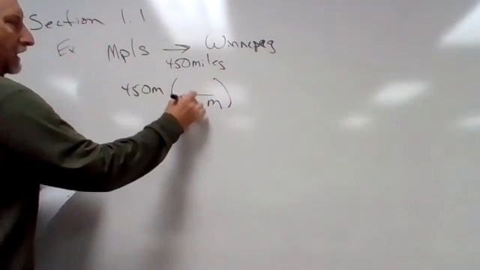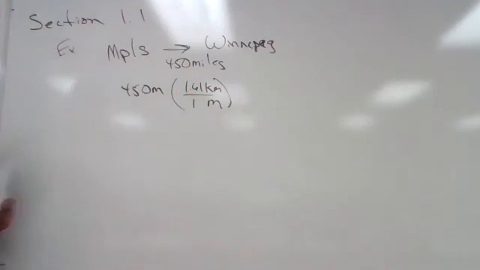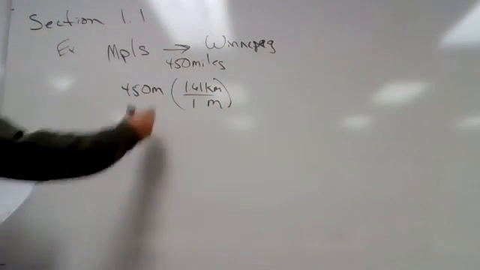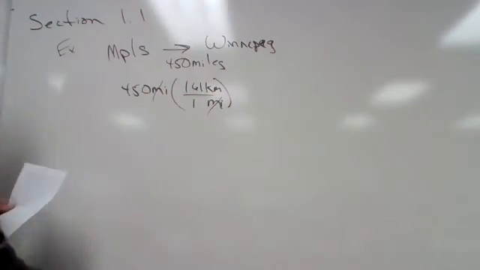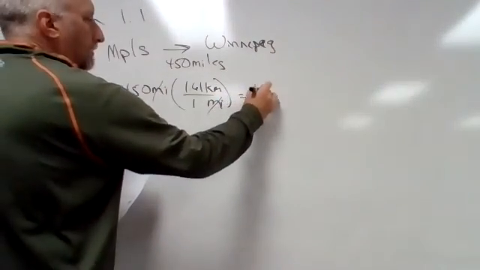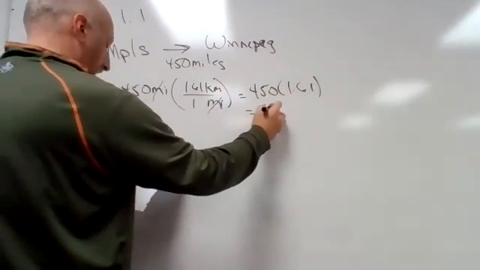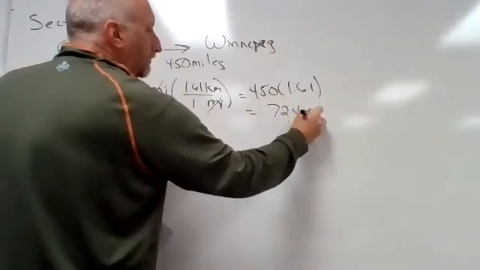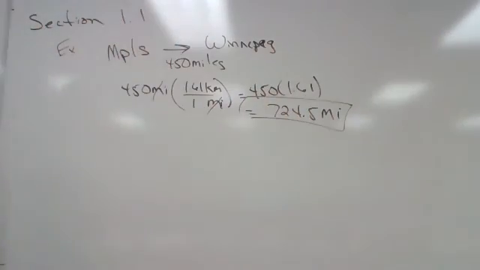I know that 1 mile is 1.61 kilometers. That goes back to that unit conversion that I gave you earlier. My miles cancel. And all I have to do there is take my 450 times 1.61, and I get 724.5 kilometers. So there's going to be some simple unit conversion of that nature as well.